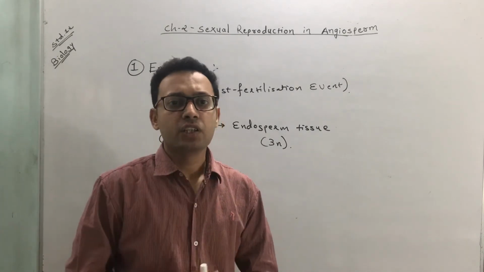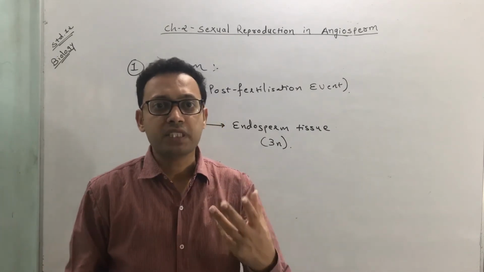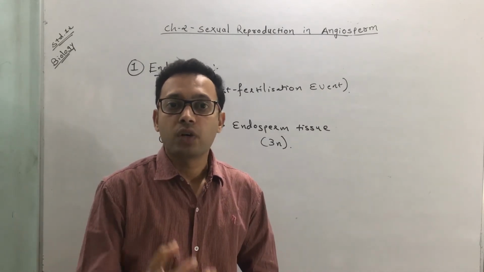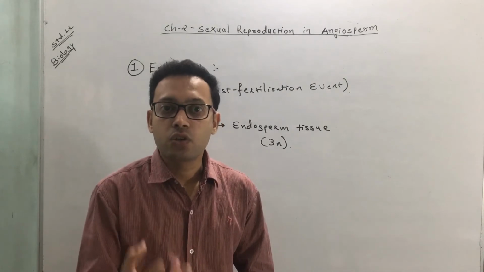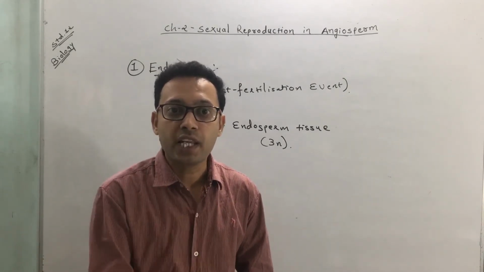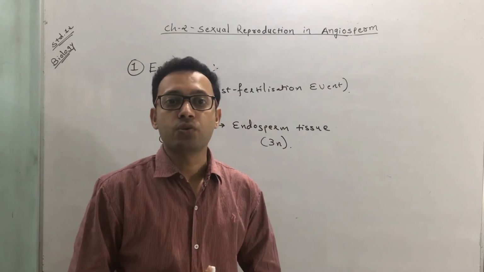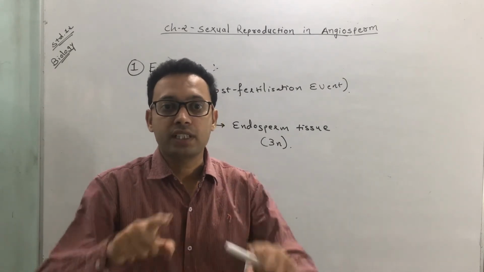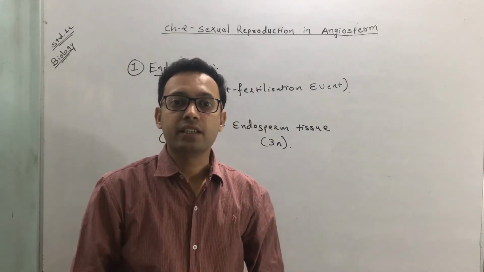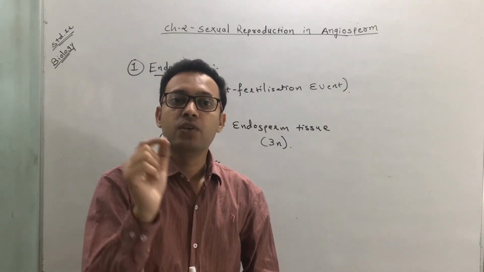I will give a very good example. You might have seen a coconut. Coconut contains water, coconut water. What is this coconut water? The coconut water is free nuclear endosperm. They are the nuclei of endosperm tissues. And this coconut water is surrounded by a white kernel. This white kernel is an example of a cellular endosperm.